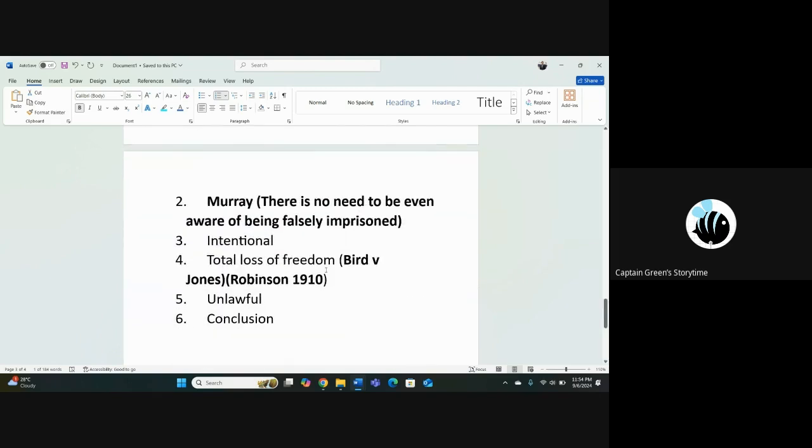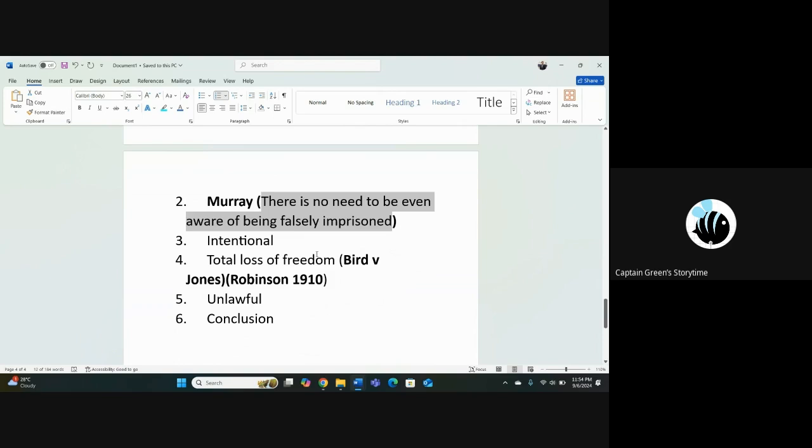Then go towards the Murray case. You should write that according to the Murray case, as long as the circumstances of false imprisonment exist, the victim does not even need to know that he or she is being falsely imprisoned. Okay, the important fact is that there is no need to even be aware of being falsely imprisoned as long as all the elements of false imprisonment exist.